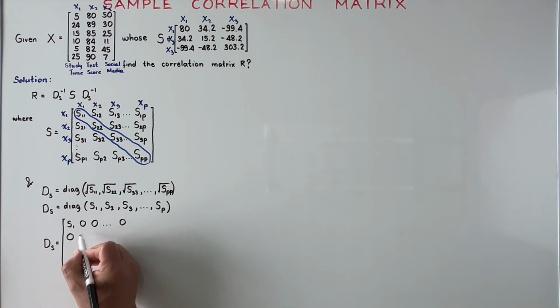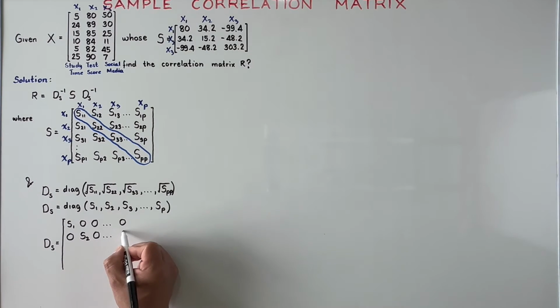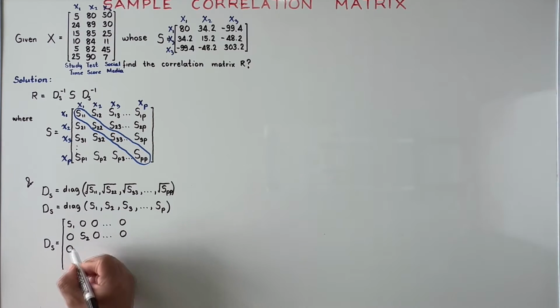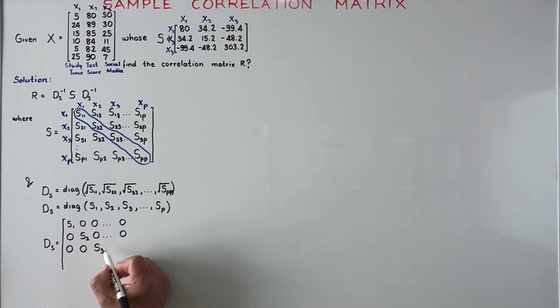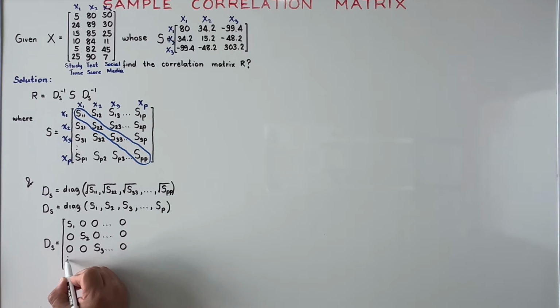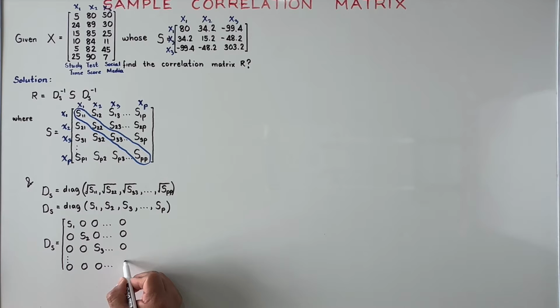So this is 0, the standard deviation of the second variable, and all the rest are zeros. In the third row, we have 0, but in the third element, we have the standard deviation of the third variable, and all the rest are zeros, and so on and so forth. So we have here 0, 0, 0, until you will have here the last element, which is the standard deviation of the pth variable. So this is a square matrix of size p by p here.